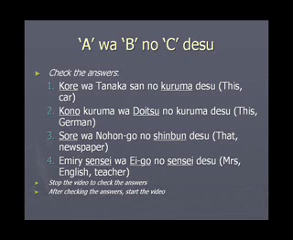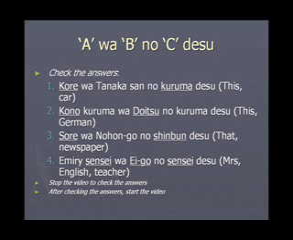The sentence structure is Eva, Bino, see this. The right answers are as follows. Number 1, Kore wa Tanaka-san no kuruma desu. Kore is for this, kuruma is for car. Kono kuruma wa doitsu no kuruma desu. Kono kuruma is to be used together. We have already given the word kuruma, hence you cannot say kore wa, you have to say kono kuruma wa. Doitsu no kuruma, we said German car, so it should be doitsu no kuruma.